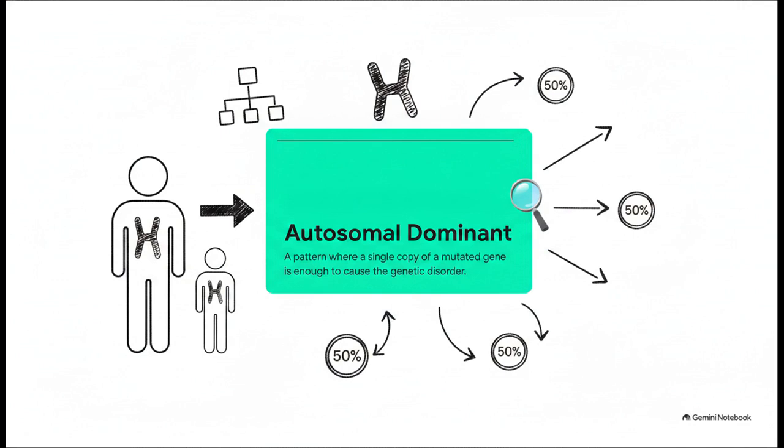It means you only need a single copy of the mutated gene from just one parent to actually have the disorder. Because a parent with this altered gene has a 50% chance of passing it on to each child, you're typically going to see autosomal dominant conditions show up in every single generation of a family tree. Conditions like Huntington's disease or Marfan syndrome follow this exact dominant pattern.